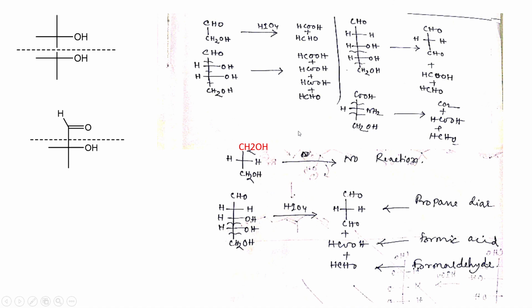After that, come to the question. Here HIO4 is given, as there is no OH, so the cut will not be here or here, because this position contains no OH group. So the cut will be only here and here. So you see propanediol is one of the products, and after that the middle carbon forms formic acid, and the last carbon forms formaldehyde. Always the last carbon where CH2OH is present forms formaldehyde, and the middle carbon where OH is present on both sides forms formic acid. You need to remember this.